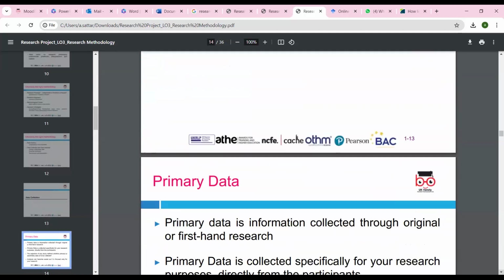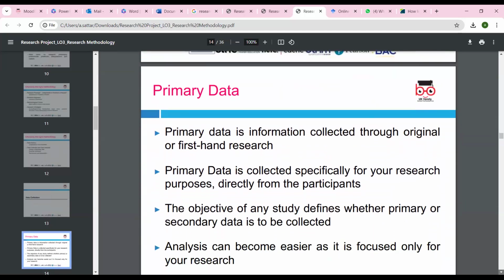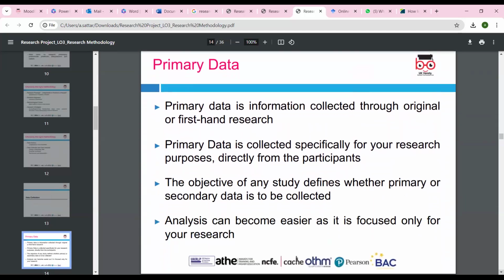So now we'll look at the data collection methods. Primary data is the information collected first-hand, from the original source. If you want to use primary data, there is a quite good tool which we can use, called Google Form. I'm not sure whether you have ever used Google Form before or not. I'll show you.